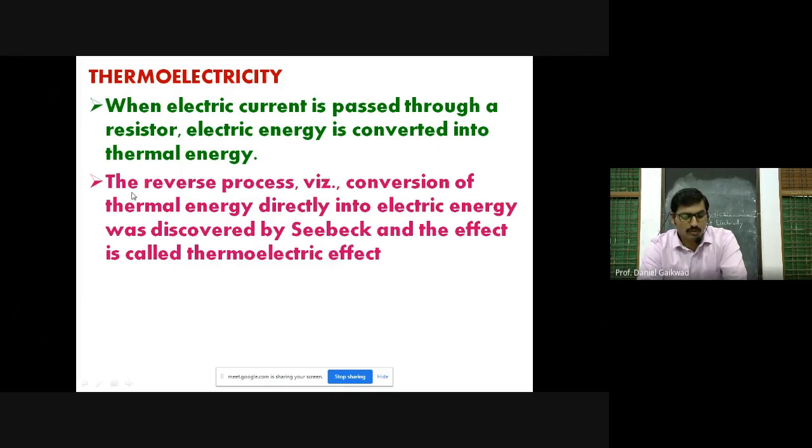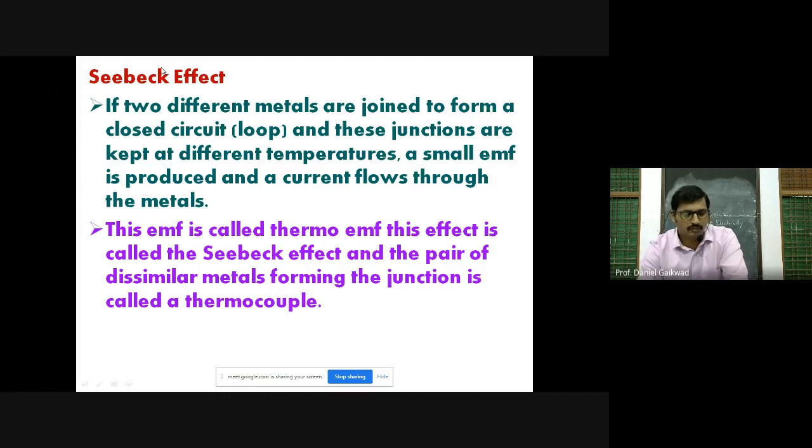Now the important part, the second point, the reverse process: conversion of thermal energy directly into electrical energy was discovered by Seebeck, and the effect is called the thermoelectric effect. So the reverse process means thermal energy converted into electrical energy, discovered by Seebeck, and the corresponding effect is called thermoelectricity. So we have an example of the Seebeck effect.